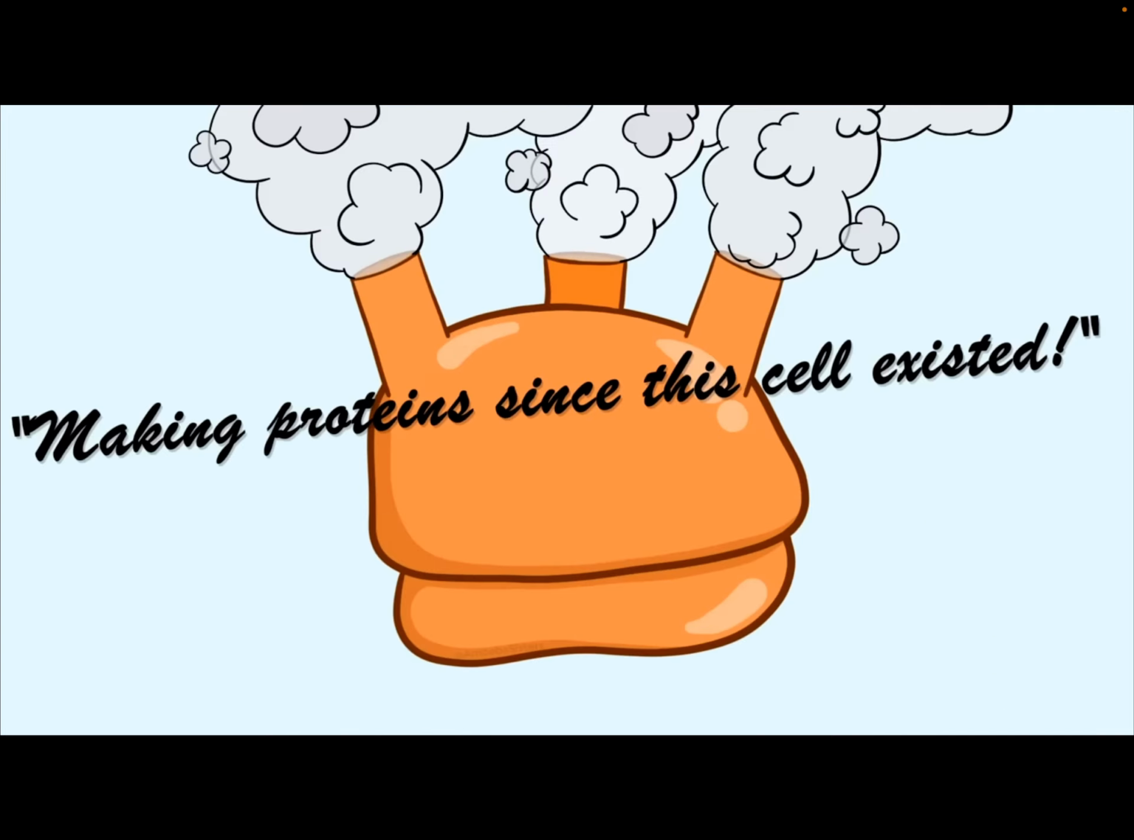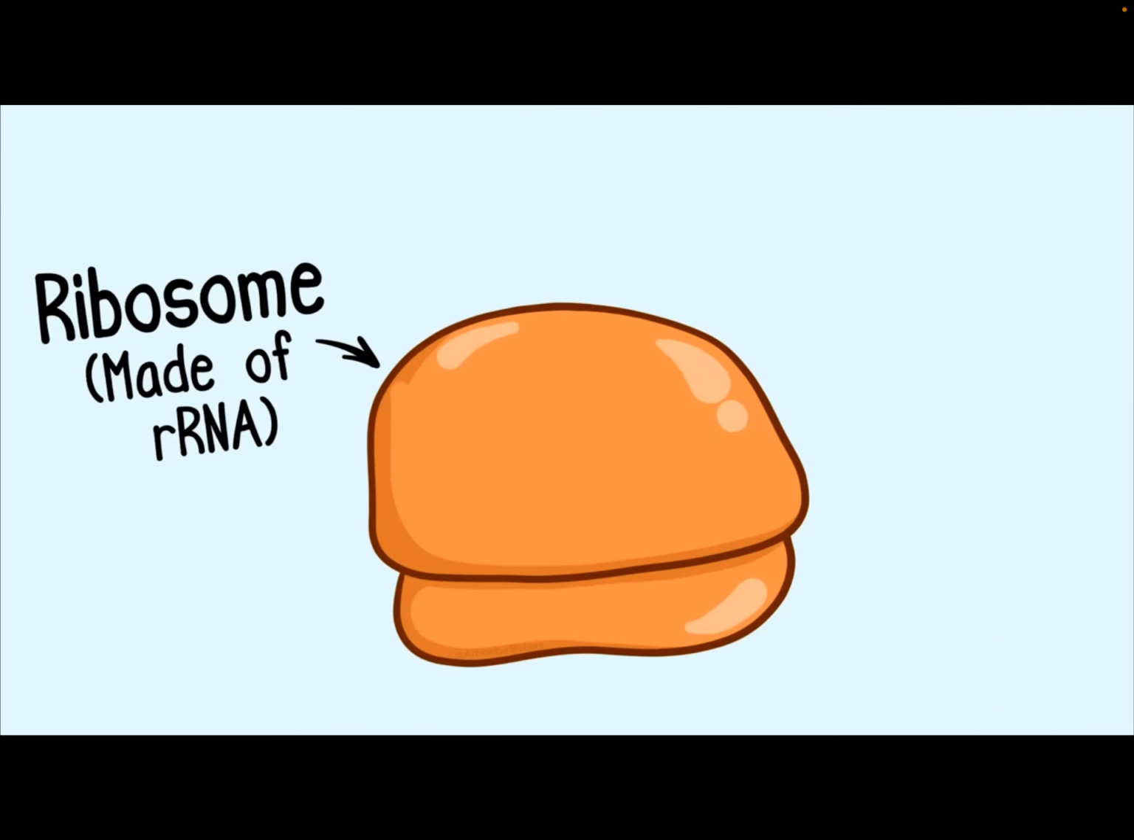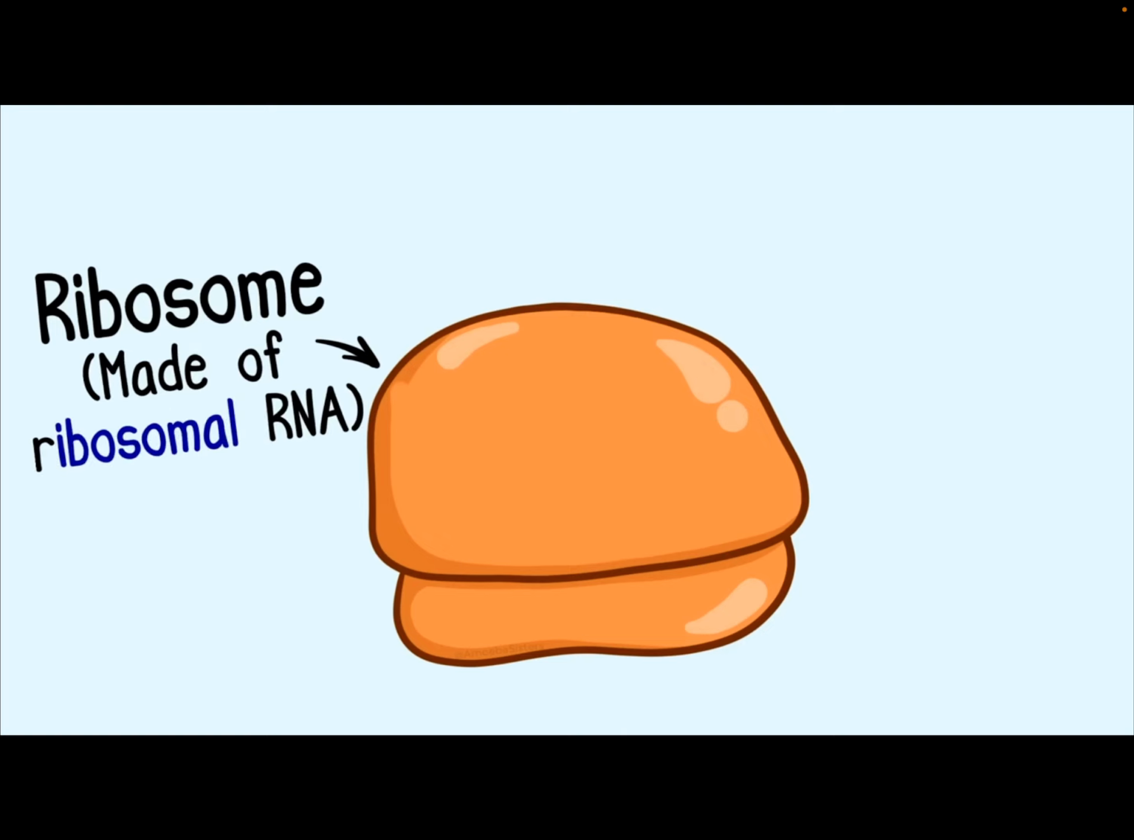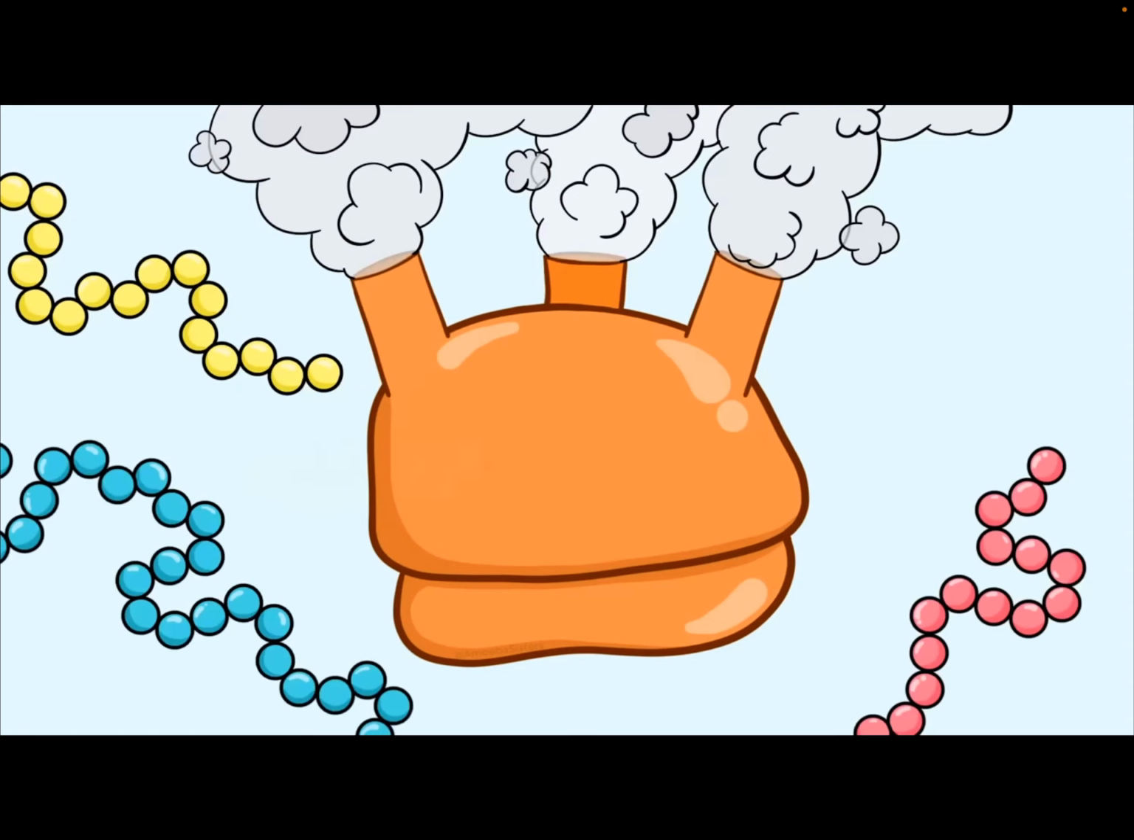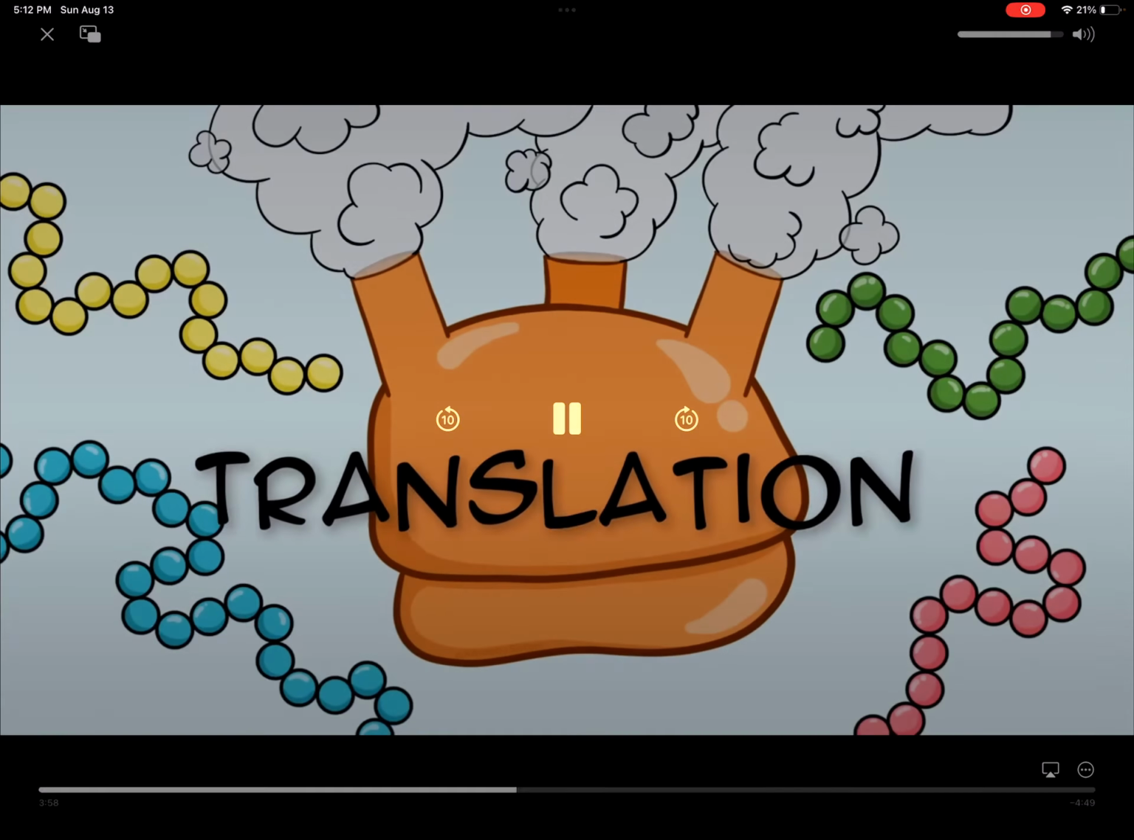Ribosomes make protein. The ribosome is made of rRNA, and that's an easy one to remember because the R stands for ribosomal RNA. The ribosome is going to build our protein in the next step called translation.